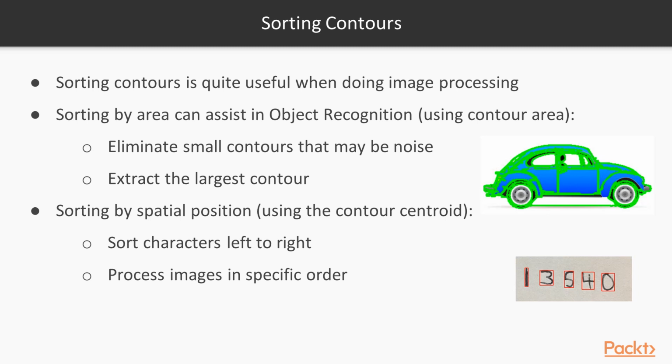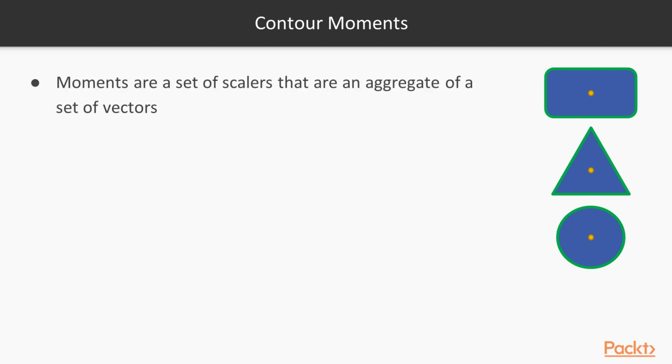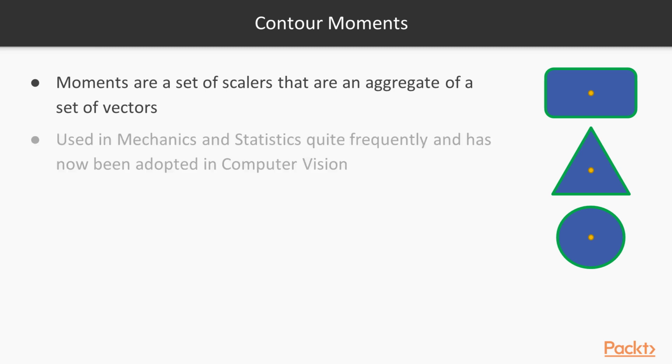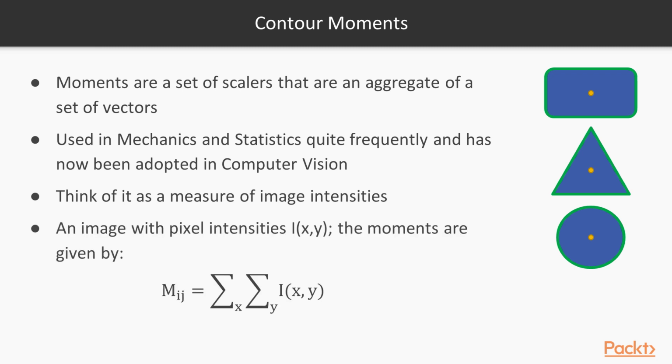So now let's take a look at contour moments. These are methods we can utilize to sort contours. So firstly, what are moments? Moments are a set of scalars that are basically the aggregate of a set of vectors. If you have done some mechanics, or even statistics, you would know what they mean. Basically, you can think of it as a measure of image intensities, and that's given by this.